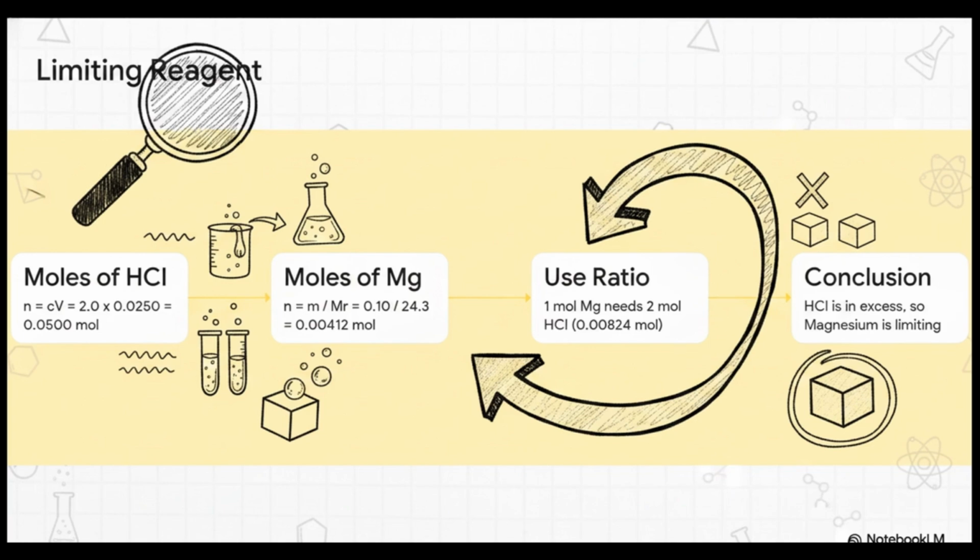Now, apply the ratio from the balanced equation. 1 mole of magnesium needs 2 moles of acid. So, our magnesium needs 0.00824 moles of acid. Since we have a massive 0.0500 moles of acid available, the acid is in huge excess. Therefore, magnesium is our limiting reactant.